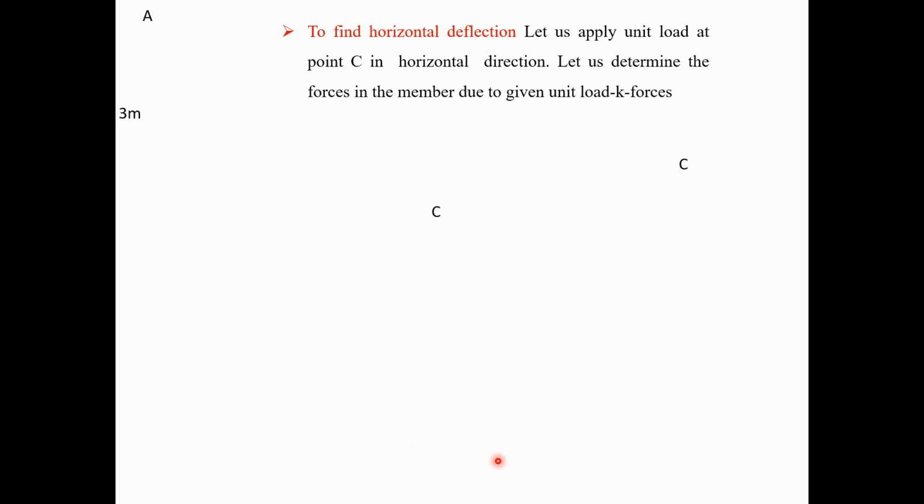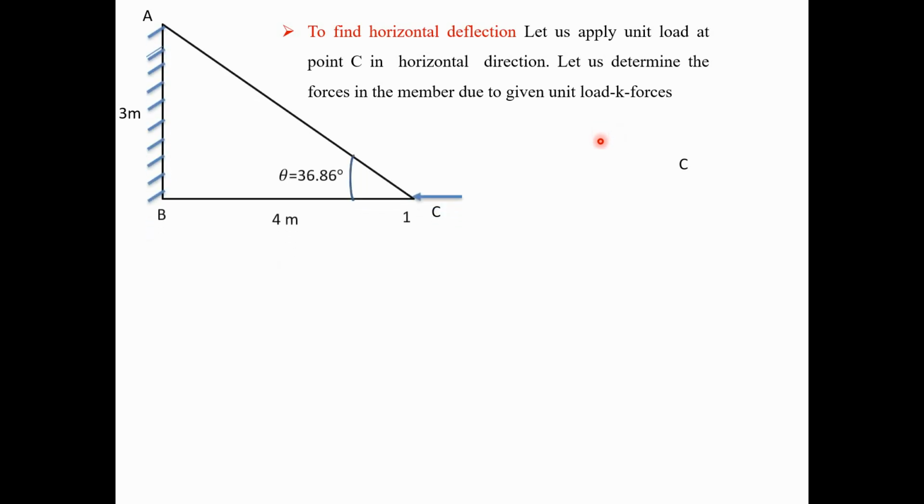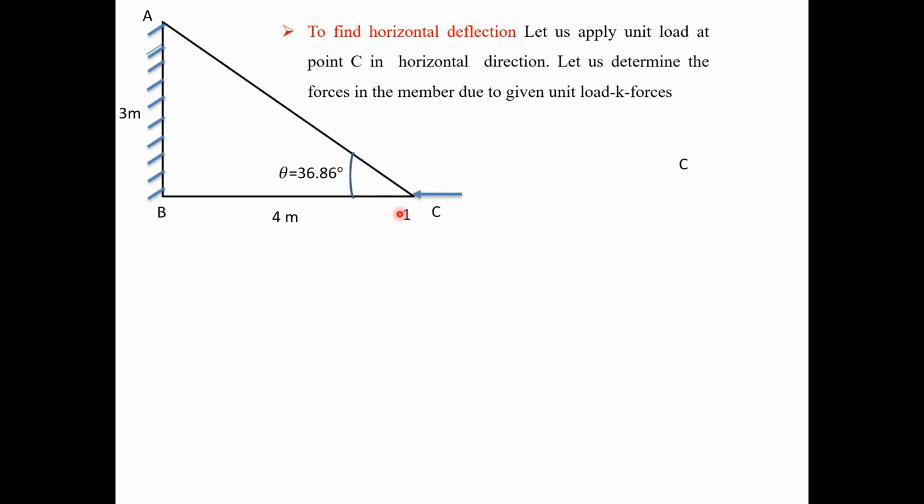Now next is to find out the horizontal deflection at joint C. Let us apply a unit load at point C in the horizontal direction. Let us determine the forces in the members due to this given horizontal unit load, again called K forces. So here there is a change: I removed all the external loads and I have applied the unit load in the horizontal direction at joint C because we want to find out the horizontal deflection of joint C. Then again the FBD is the same, that the member forces are KCA, KCB, and this one unit load acting in the negative direction.